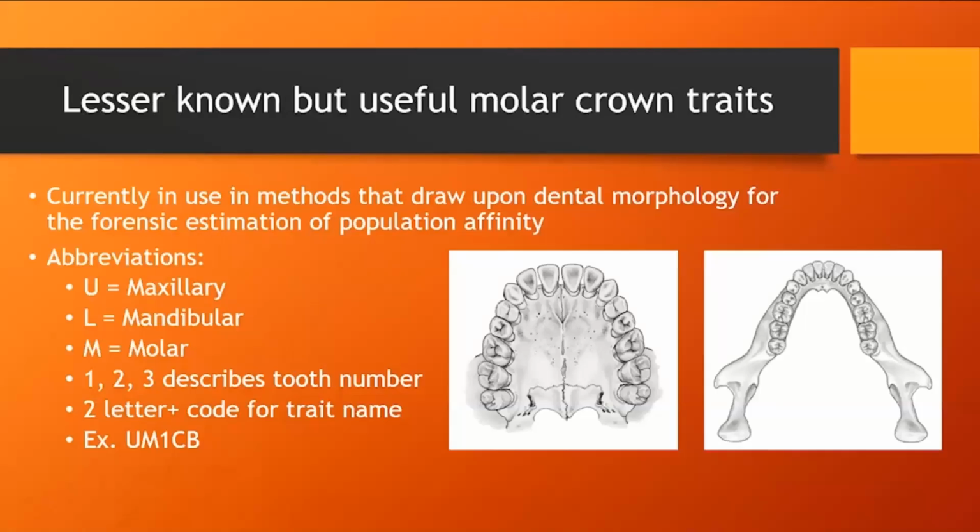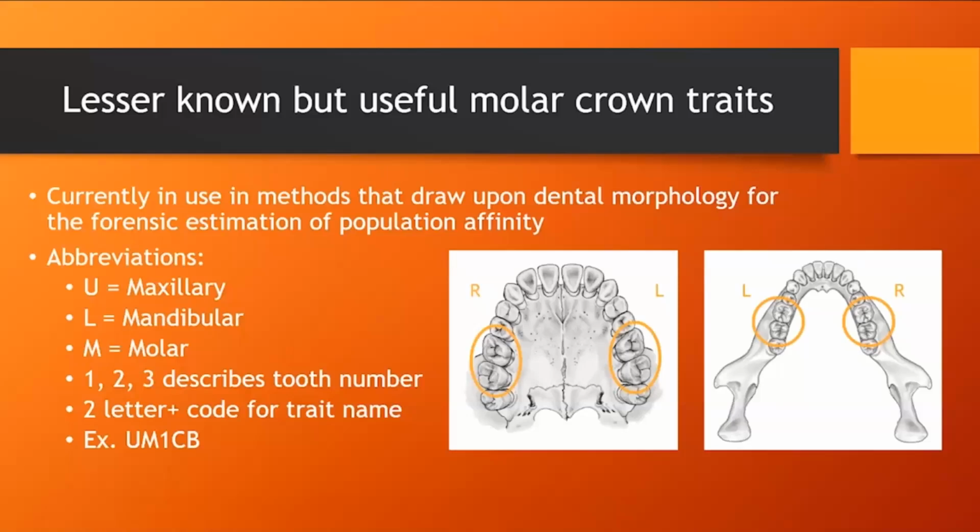In describing the traits, we use abbreviations. U is the abbreviation for maxillary, L is the abbreviation for mandibular, and M is the abbreviation for molar, since we have so many things that start with M. 1, 2, or 3 describes tooth number, and then there's usually a two-letter code, or two or more letters, to describe a trait name. So for example, UM1CB would be maxillary molar 1, or first molar, Carabelli's trait.